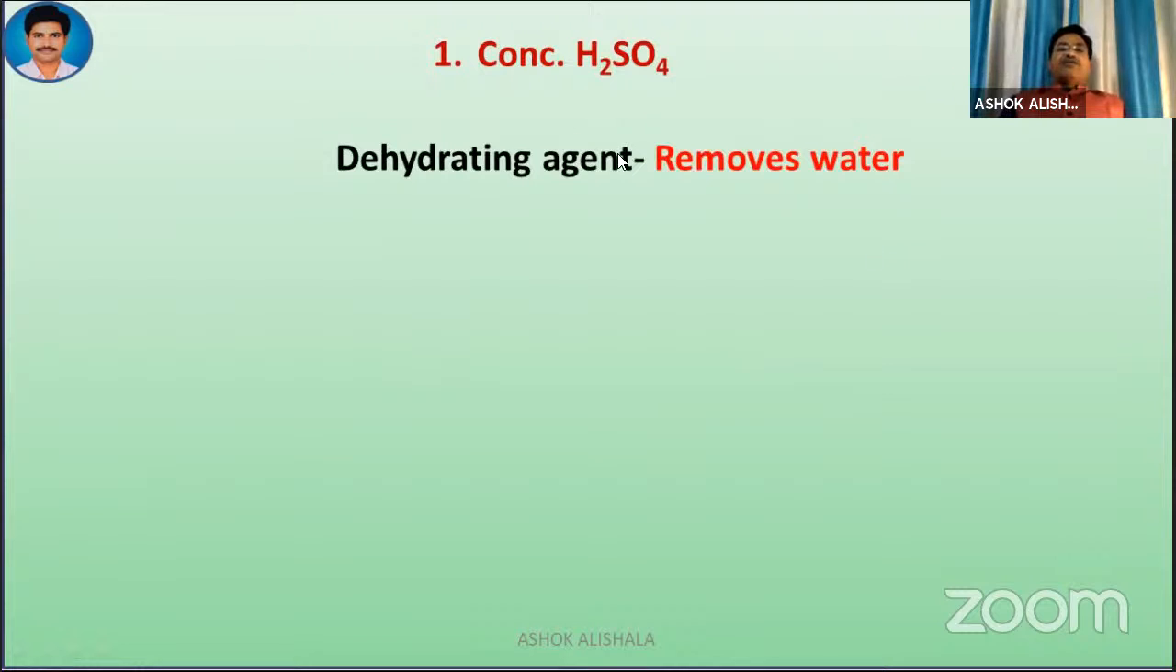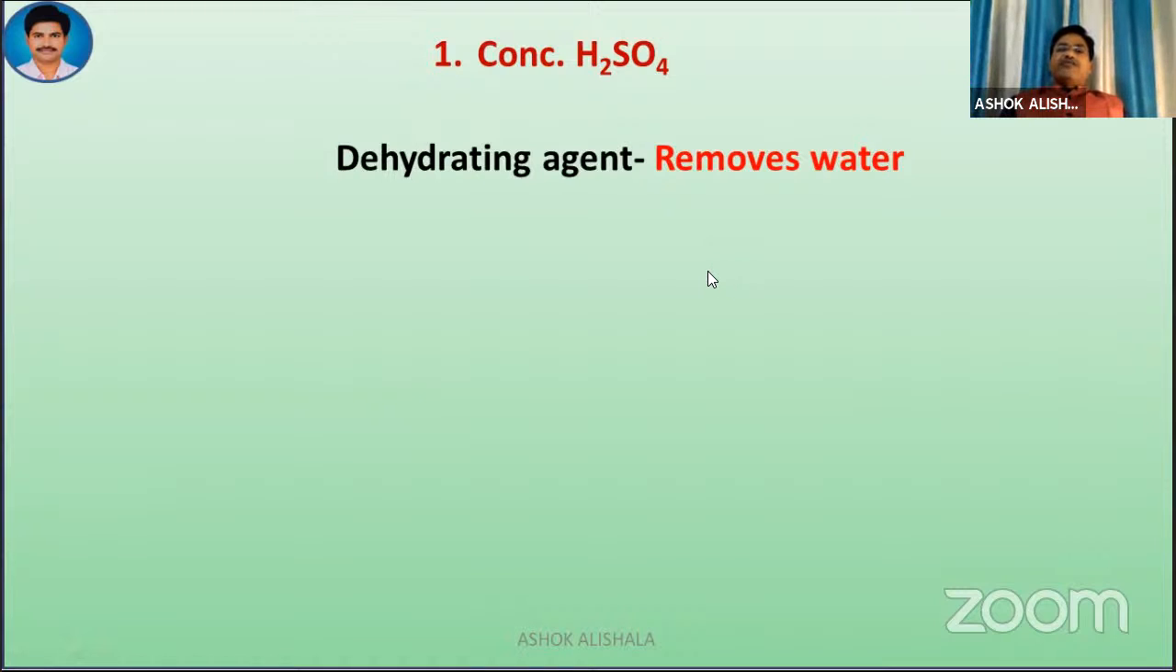See, the first one is concentrated sulfuric acid. You know that this is a highly dehydrating agent and a highly dangerous acid. I think you know this is called the king of chemicals. It is very, very dangerous, and it is a dehydrating agent. I think you have some experience regarding sulfuric acid.